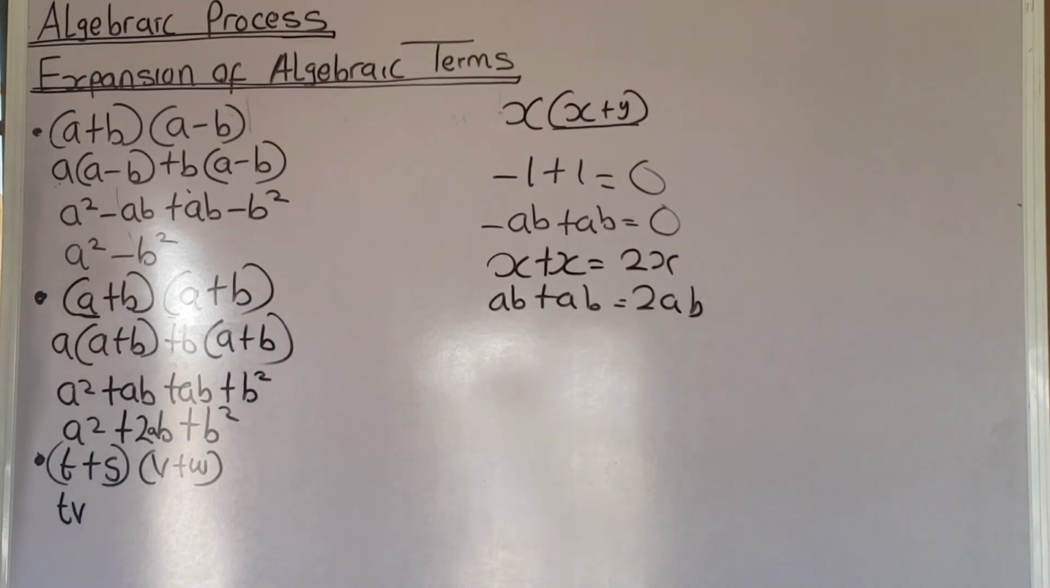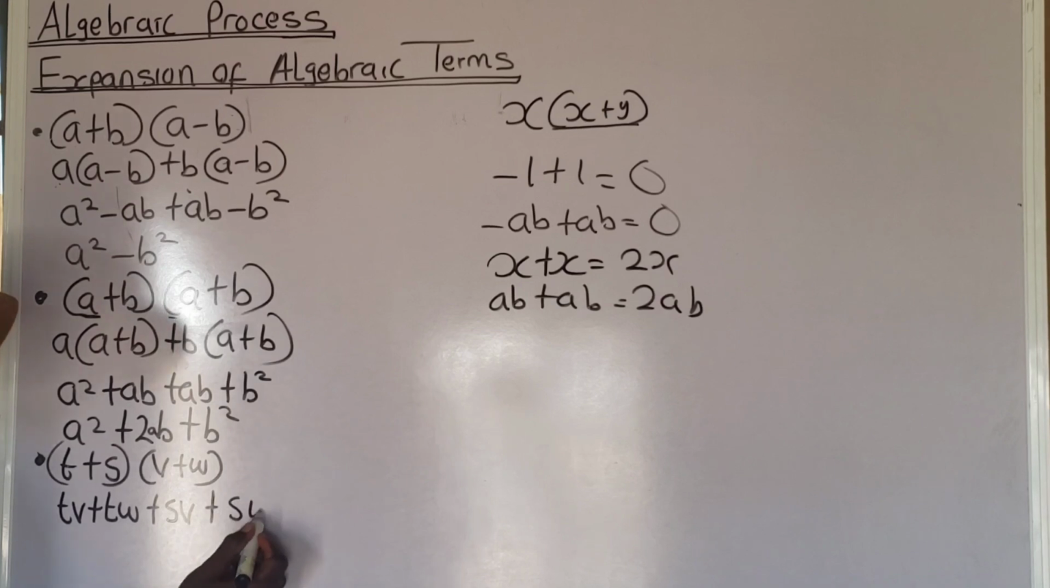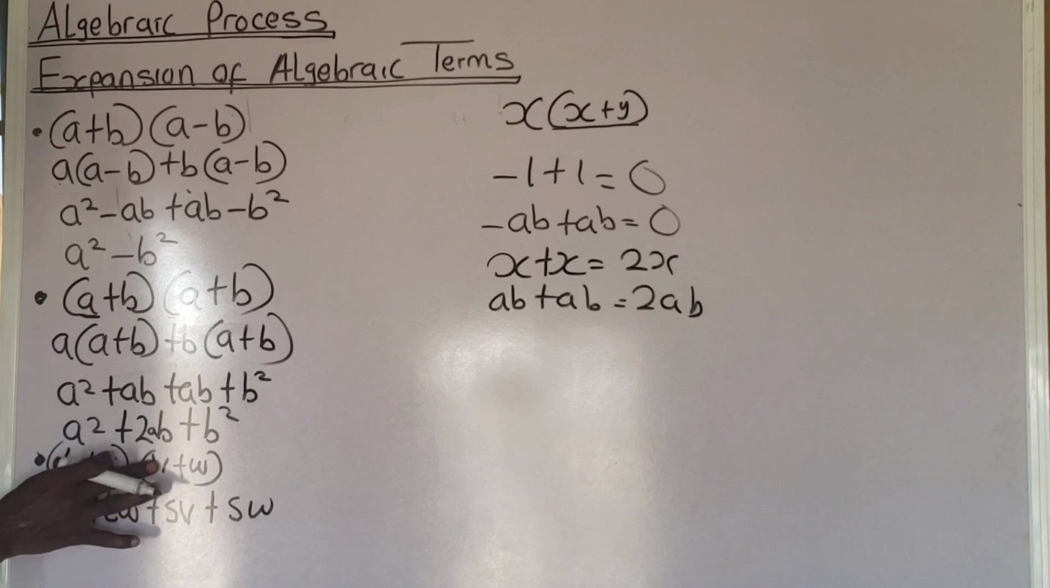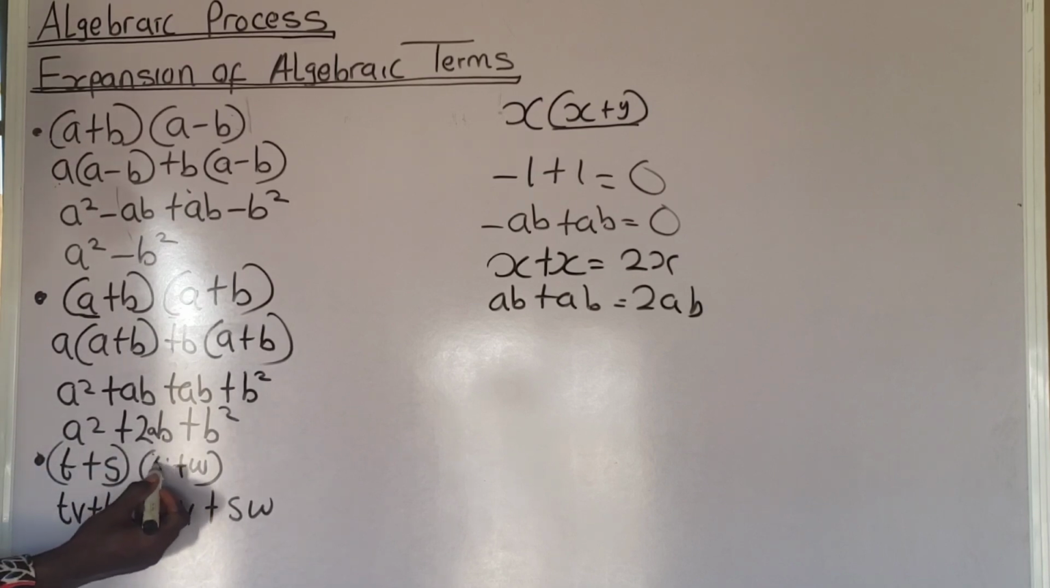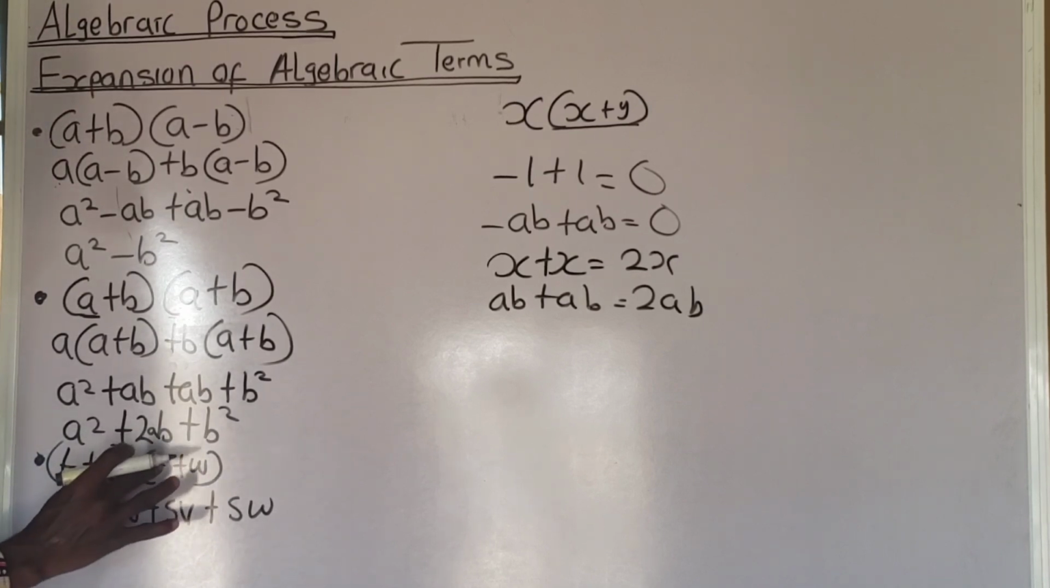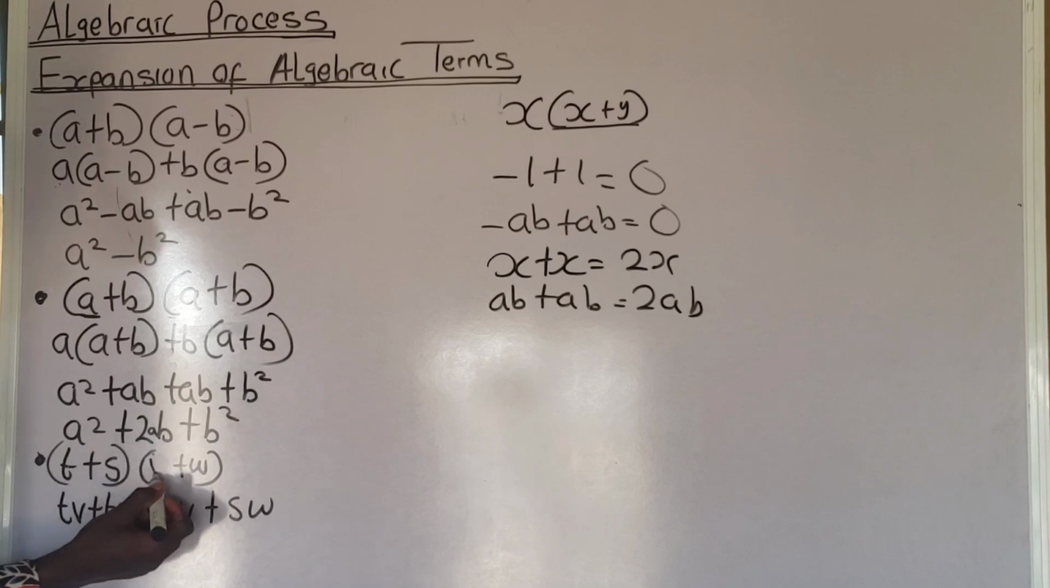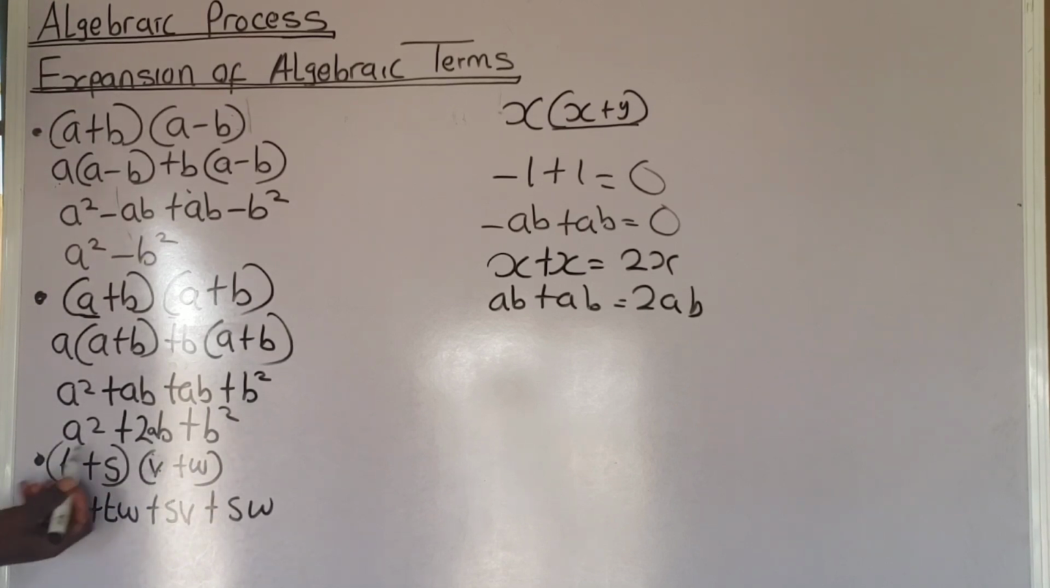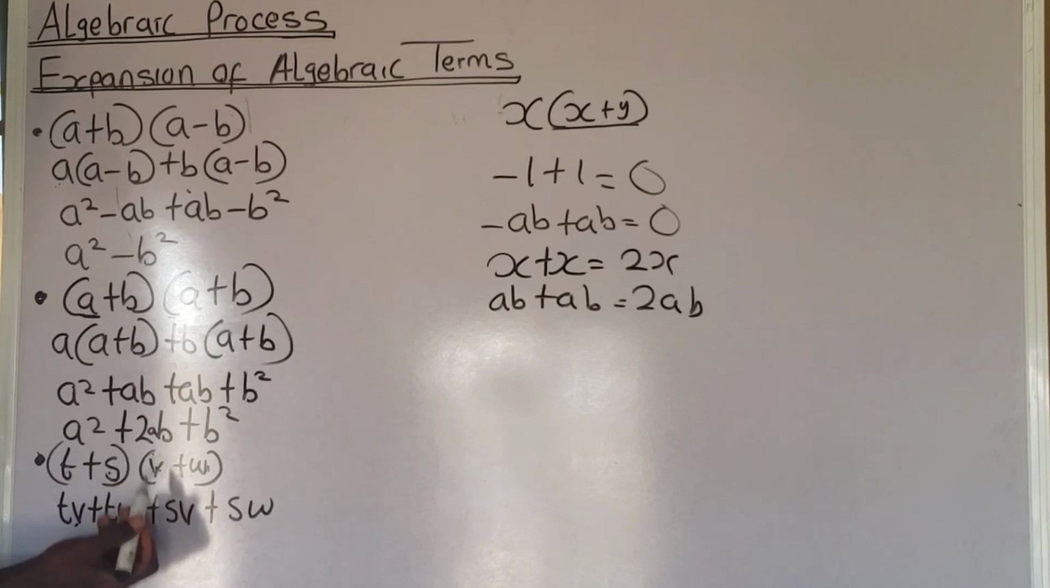TV, are you paying attention? T times V is what? TV. Plus TW plus SV plus SW. You understand? The reason why we cannot write T squared is because, assuming we have T in this place, this one would have been T squared. But we have V. Please pay attention. We have V. That means T times V, TV. T times W, TW. S times V, SV. S times W, SW. Do you understand?